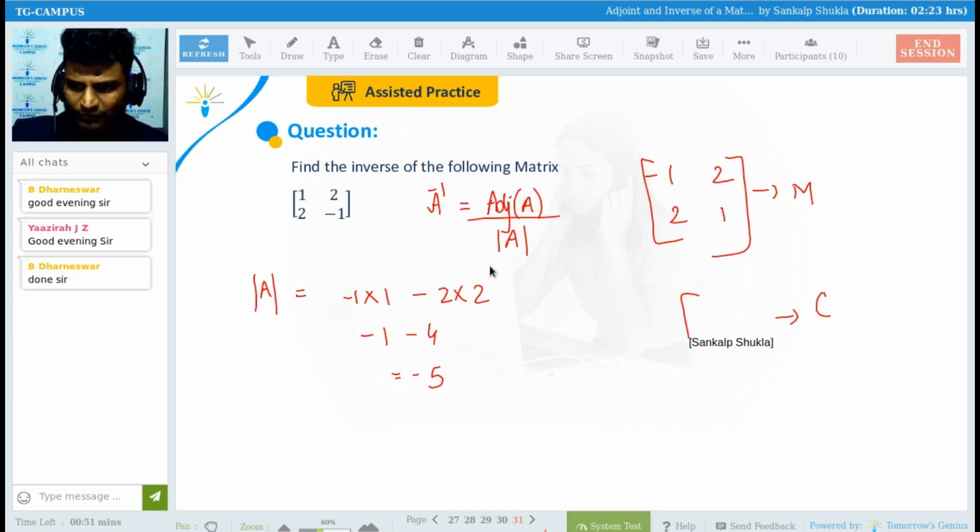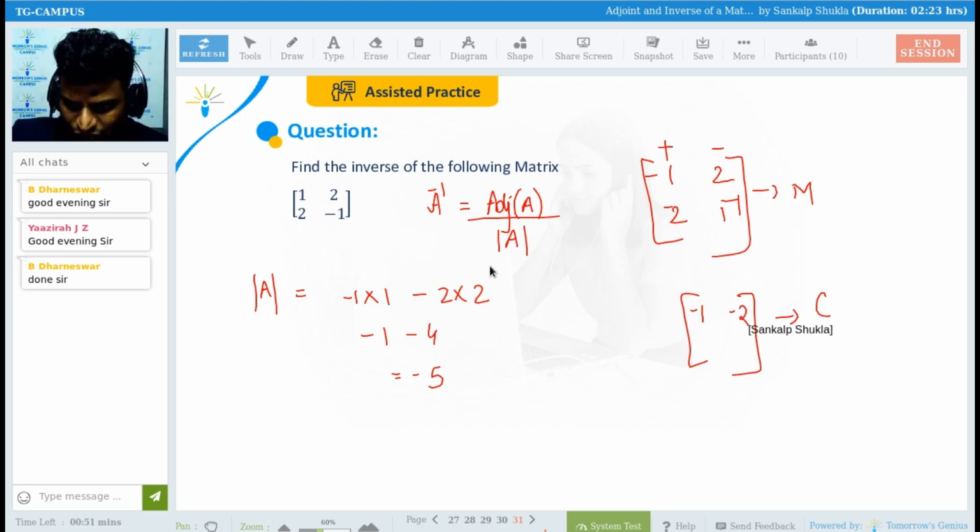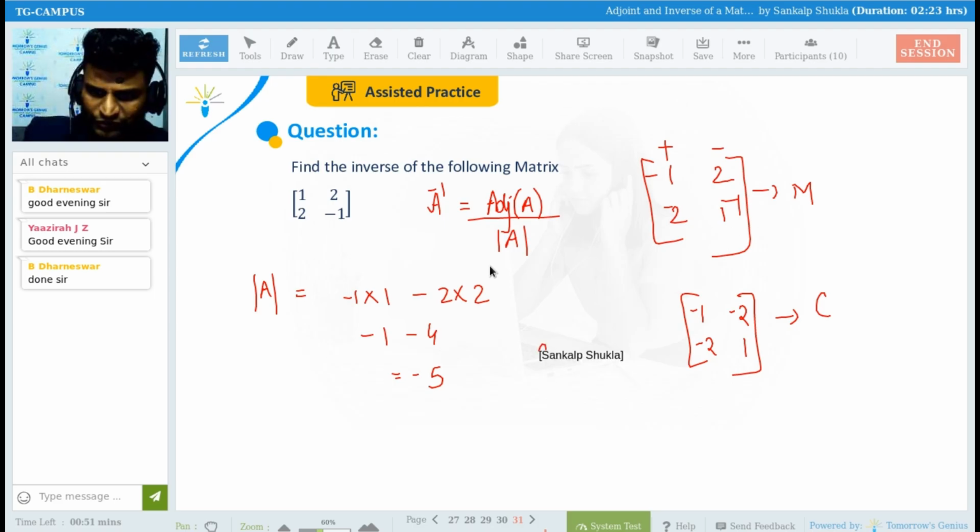Cofactor matrix will be just plus minus minus plus. Okay, so plus is minus 1 only, it is minus 2 and it is minus 2 and it is 1. Okay, and now take the transpose. So C transpose will be this.